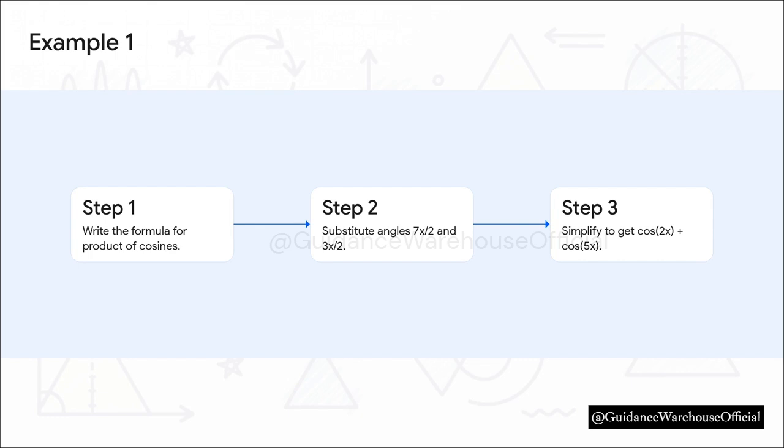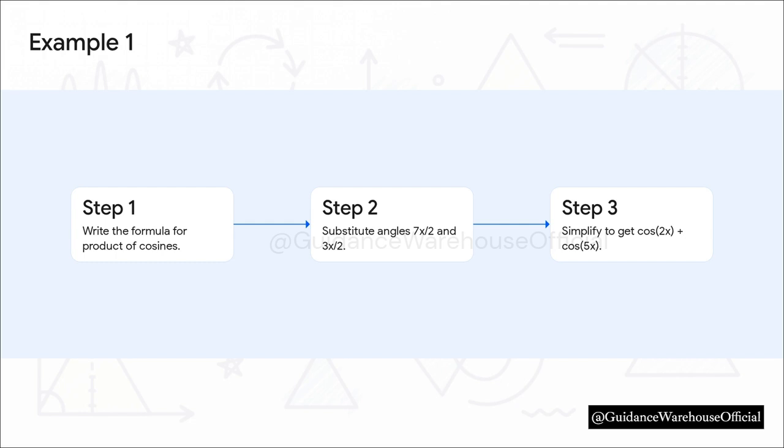Here's our first example straight from the text. We need to evaluate 2 times the cosine of 7x over 2 times the cosine of 3x over 2. First step, we recognize that we're multiplying 2 cosines, right? So we just pull up that product to sum formula we literally just derived. Then we substitute our angles. Alpha becomes 7x over 2, and beta becomes 3x over 2.